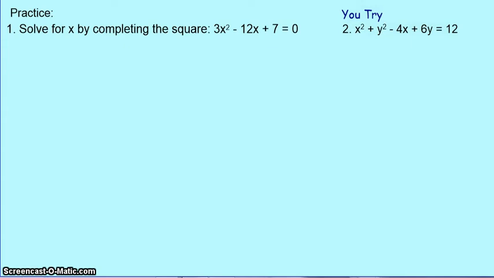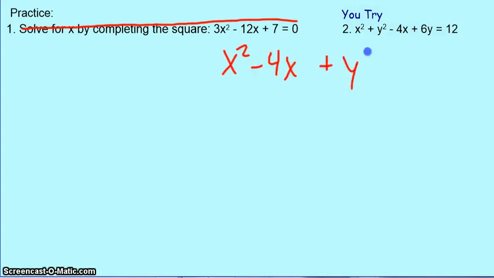So I'm going to kind of cross this one off. And the one that says you try, I'm going to do that one, and you're going to go back and do the other one. So the first thing I want to do is put them in order. So I got the x's next to each other, and then the y's next to each other. And make sure the number is on the other side.